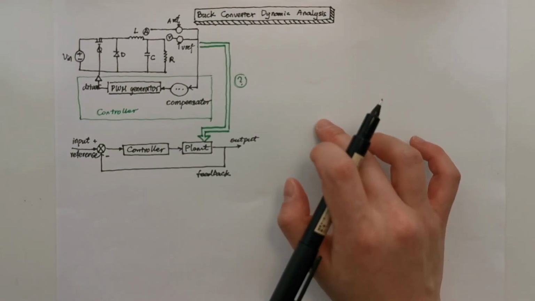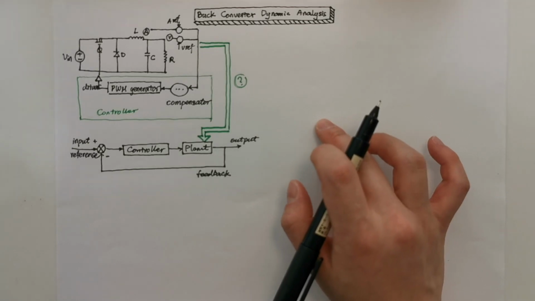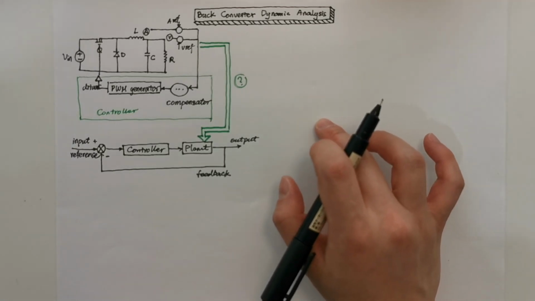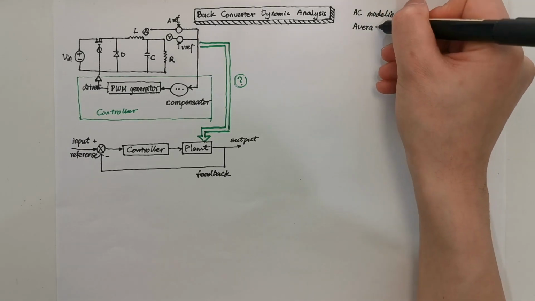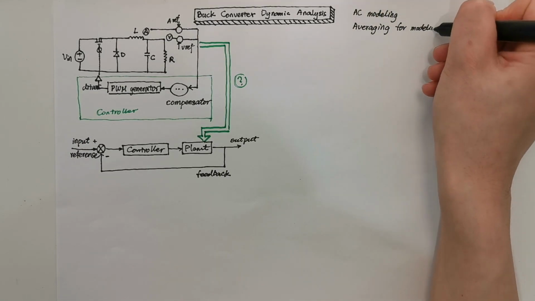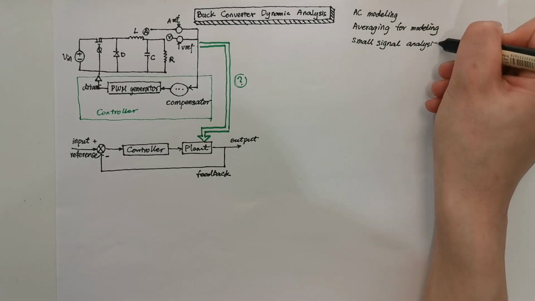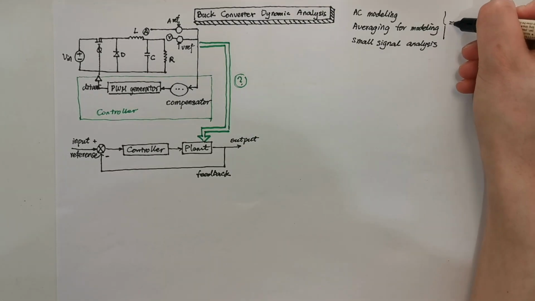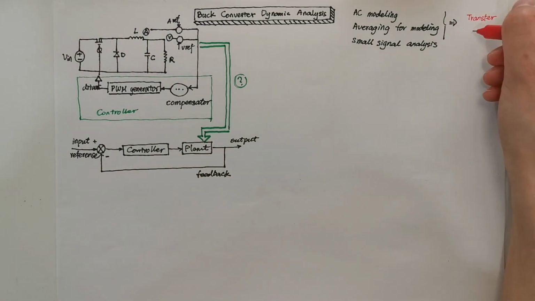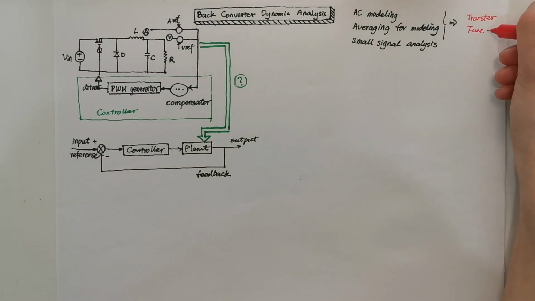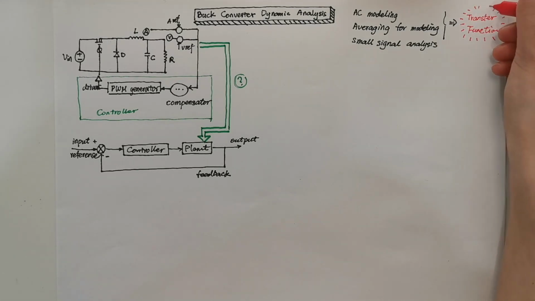To find the converter plant or the transfer function, we need to do dynamic analysis of the converter. The dynamic analysis is also called AC modeling, average input modeling. Some books call it small signal analysis. All these names mean doing the same thing to the converter, which is to identify the transfer function of the converter circuit.